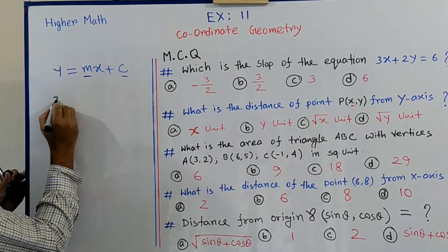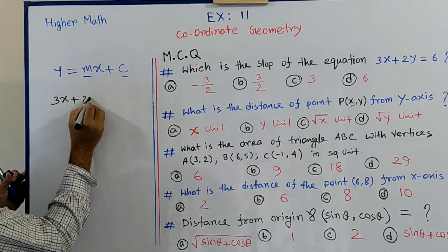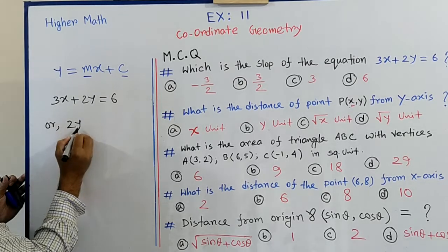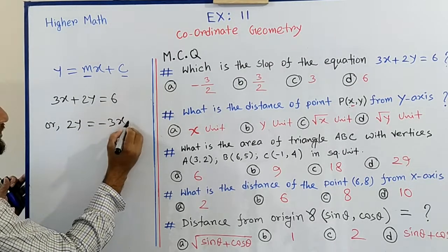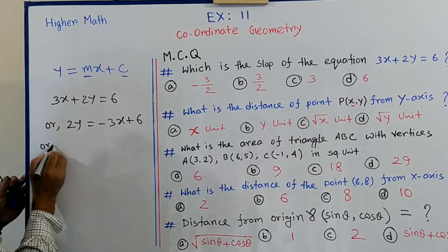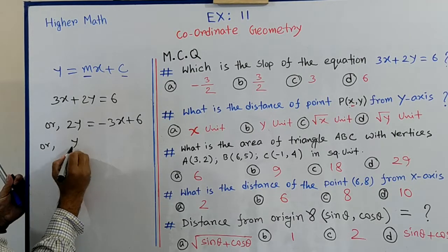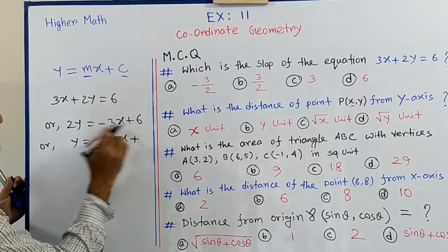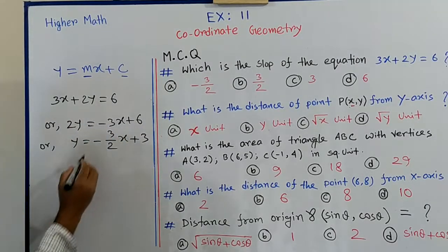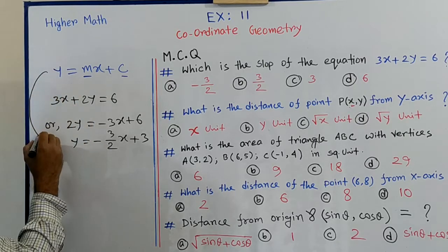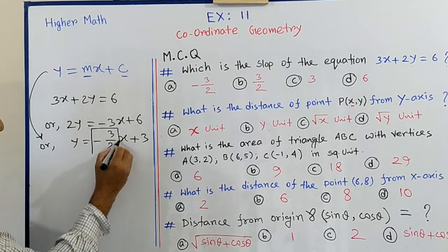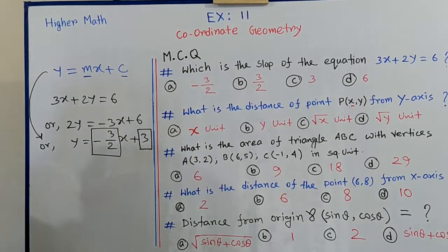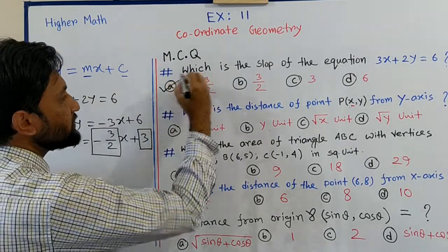So the given equation is 3x plus 2y equals 6. Now by rearranging we can write 2y equals minus 3x plus 6. By simple calculation we can write y equals minus 3 by 2 x plus 6 divided by 2, that means 3. Clearly by comparing, the coefficient of x is minus 3 by 2 and this is the slope, and c is the constant number. So our required answer is slope is minus 3 by 2.